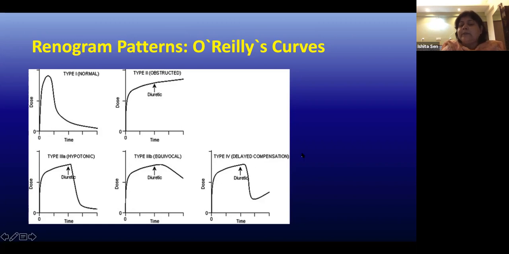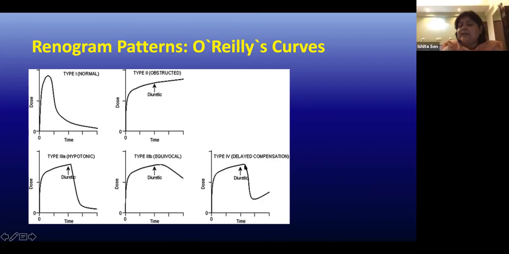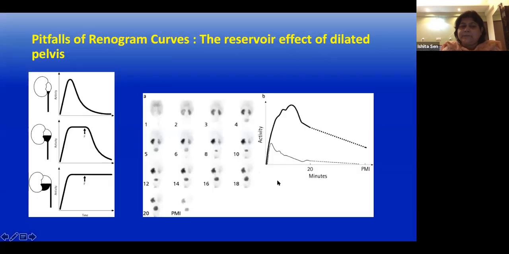So this is the type 3B, or the equivocal kind of a study. And you have the type 4, which is called the delayed compensation, whereby you see that initially on Lasix there is a drop, but then subsequently there is a filling again. So this happens when there is a high grade obstruction. There may be a little response to Lasix, but then the kidney starts filling up again.